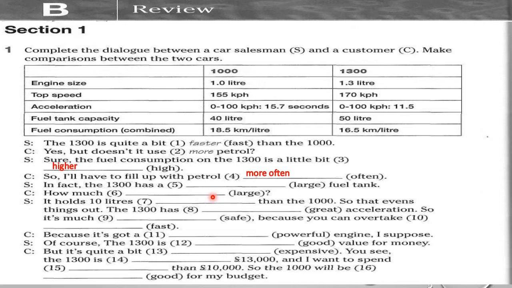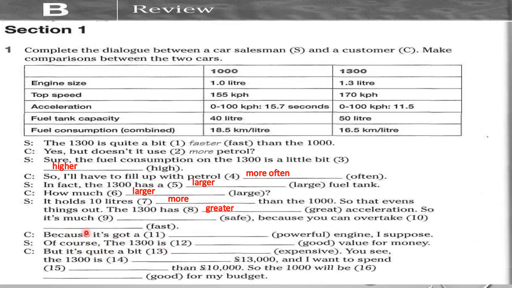Welcome back. I hope that you answered the questions. Let's continue now. In fact, the 1300 has a larger fuel tank. Large becomes larger. How much larger? It holds 10 liters more than the 1000. So that evens things out. The 1300 has greater acceleration.